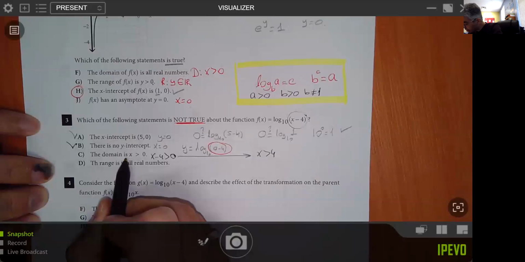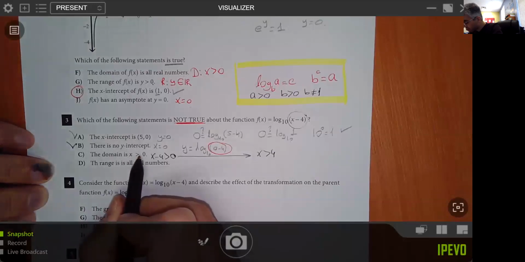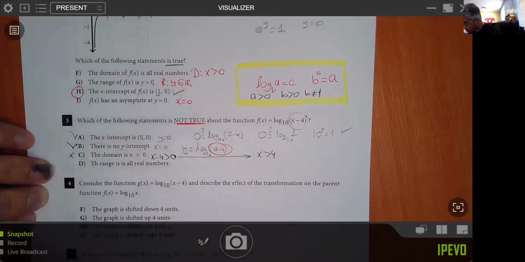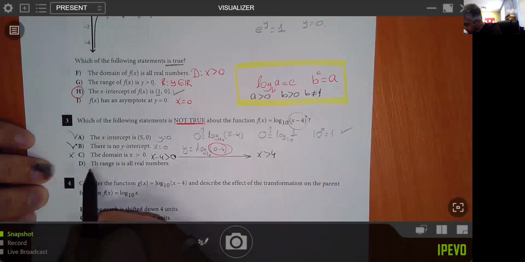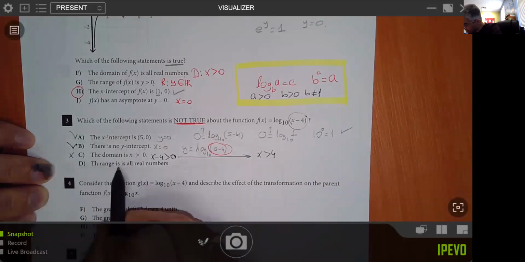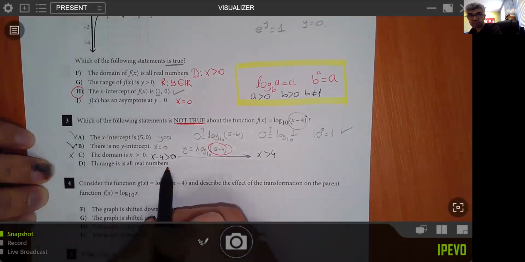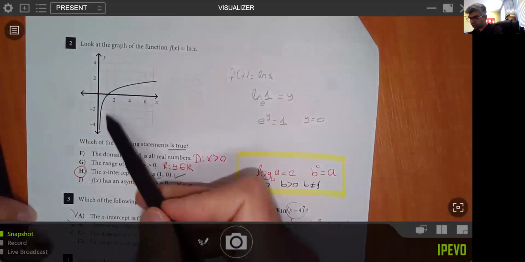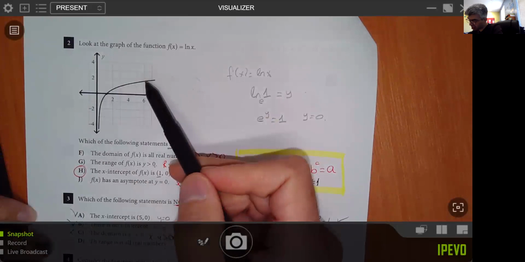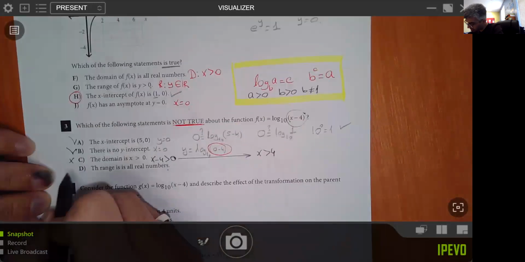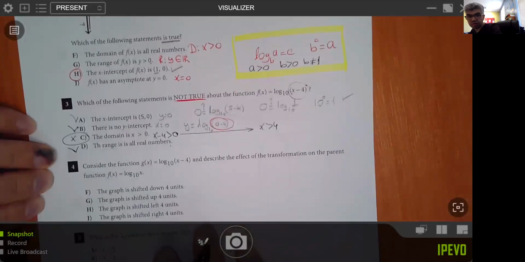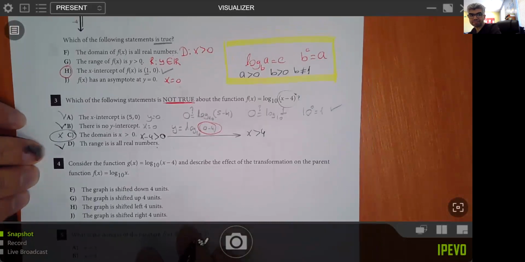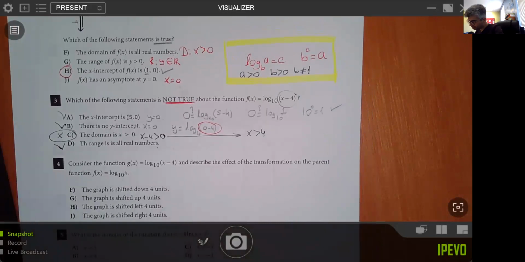It says domain is x greater than 0. It looks like this is not true. Let's check the other one. The range is all real numbers. Range is all real numbers. Logarithmic function, generally, guys, general shape of logarithmic function is this one. Yes, range all real numbers. So here, the wrong one is C. I hope it is clear.